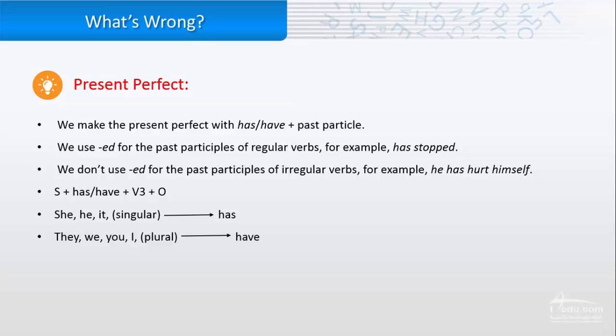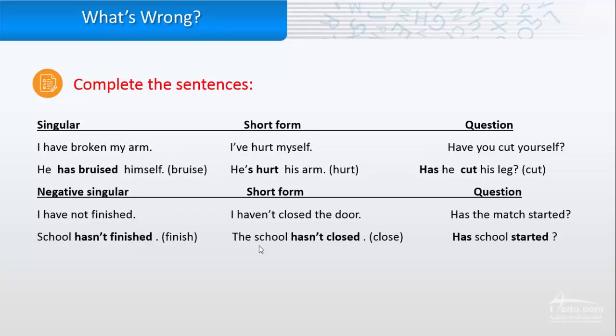In the sentence, we start with the subject, then has or have, then the verb three, or the past participle of the verb, then the object. So we have she, he, it, or any singular, like for example Ali, Ahmed, Noura, a name. Then we use has. With they, we, you, I, or plural, we use have. Okay, so this is how we form the present perfect in a sentence.